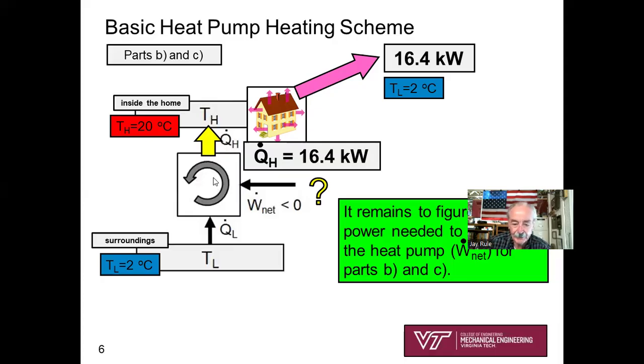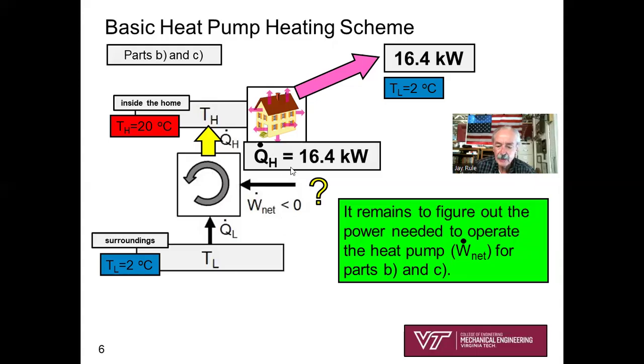This is the system operating in a cycle, and we're transferring heat from the surroundings at a low temperature at the expense of having to add power into our heat pump cycle. I hope you've done enough system-operating-in-a-cycle problems to see that it remains to figure out the power needed to run this heat pump. That's our objective for parts B and C: how much power is needed to deliver 16.4 kilowatts of heat to the house at TH?